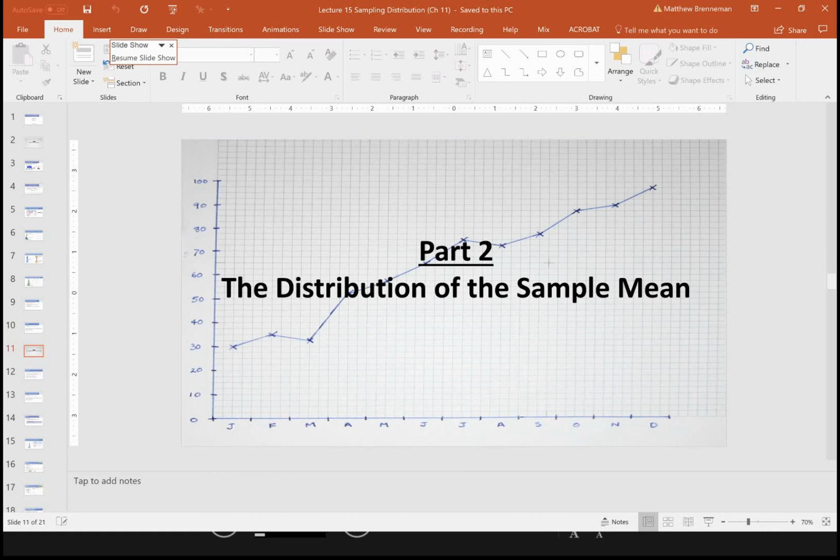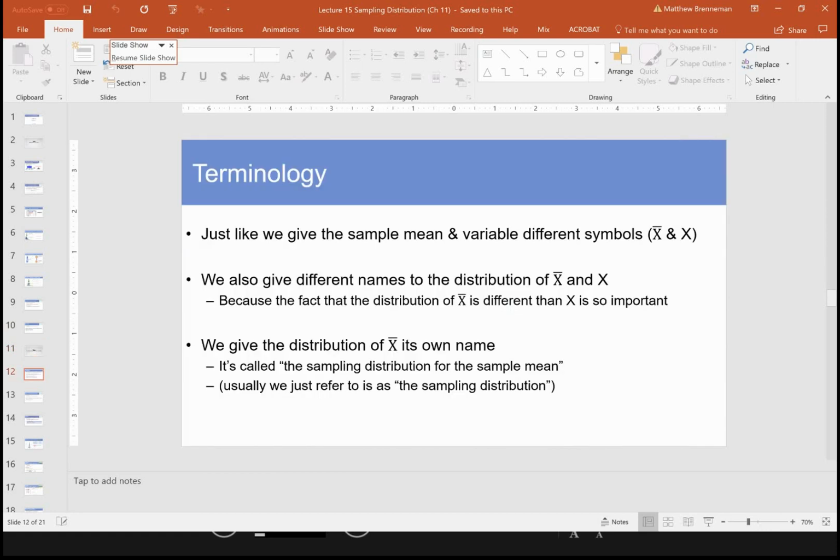So now we're going to actually talk about what the distribution of the sample mean looks like. And so the first thing we're going to do is we have to introduce a little bit of terminology. First of all, notice that we're always making this distinction between the variable and the sample mean. We actually have different notations, right? So we use x for the variable, we use x bar for the sample mean. But we're going to make another distinction now.